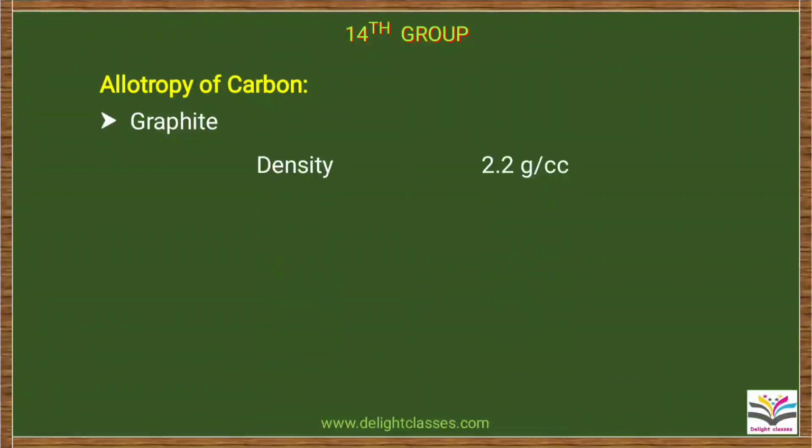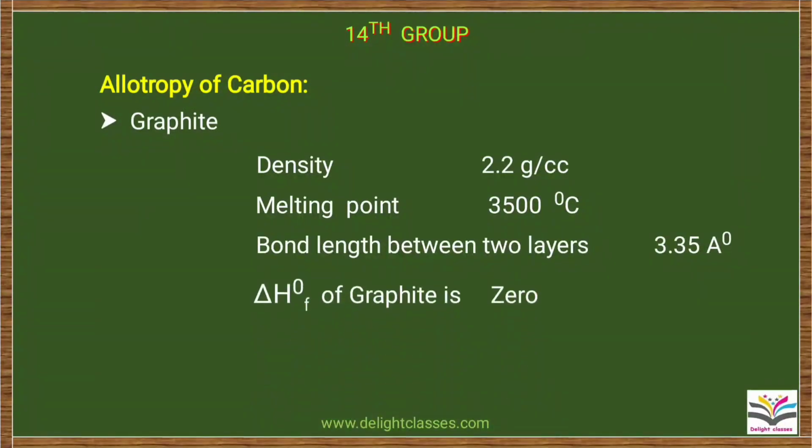For graphite: density 2.2 grams per cc, melting point 3500 degrees Celsius, bond length 3.35 angstroms. Heat of formation is 0.